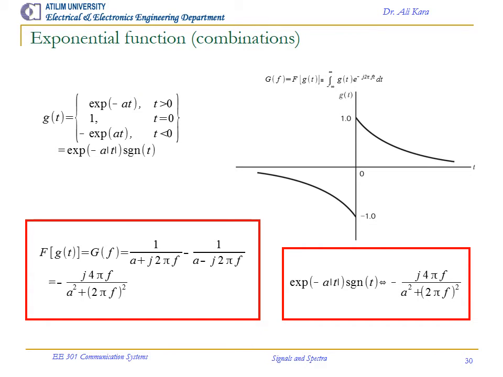The Fourier transform of this function is minus j4 pi f over a square plus square of 2 pi f. In contrast to the Fourier transform pair of the previous combined exponential function, this function is odd and purely imaginary. It is a general property of Fourier transform pairs that a real odd symmetric time function has an odd purely imaginary function as its Fourier transform.